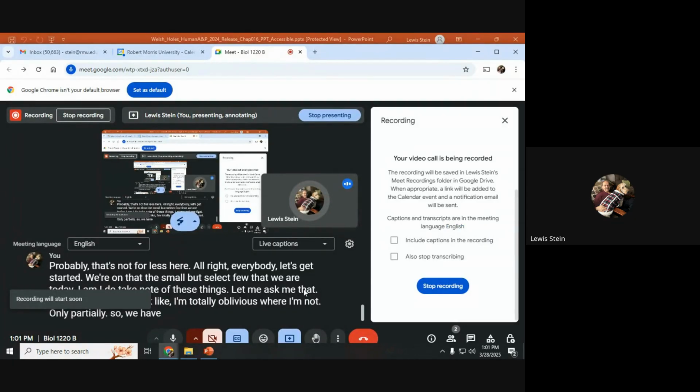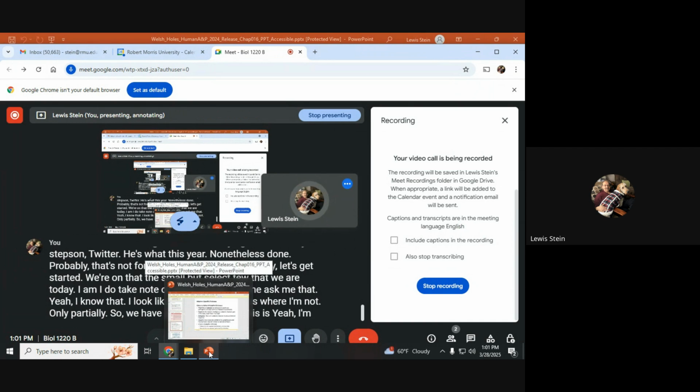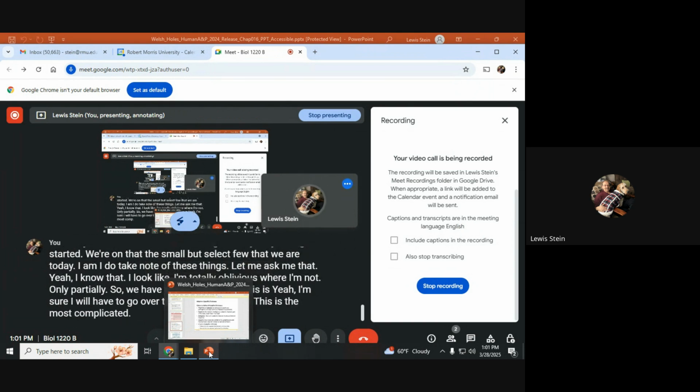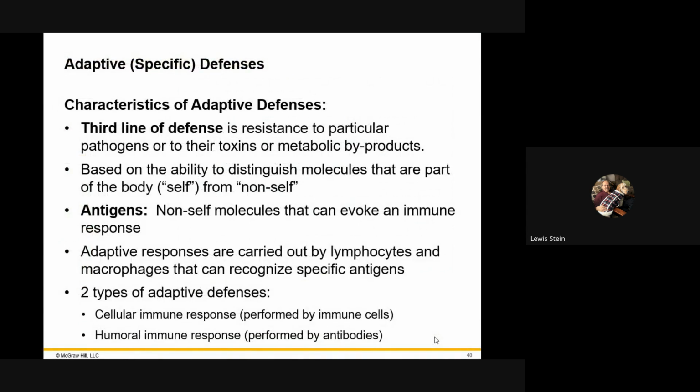So we have begun. All right, and I'm sure I will have to go over this more than once. This is the most complicated material that we start to deal with. This is the adaptive defense system, and there's a lot to it.